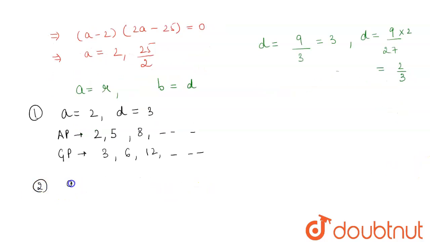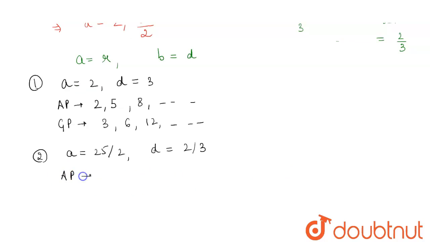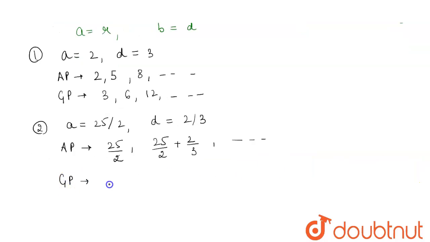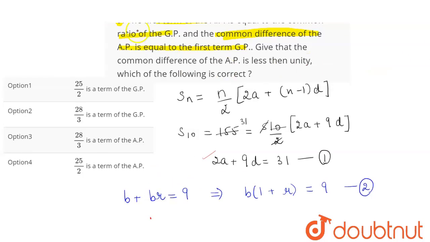In the second case, if we take a = 25/2 and d = 2/3, then the AP will come out to be: first term 25/2, second term 25/2 + 2/3, and so on. And our GP will come out to be b, which is 2/3, then 25/3, and so on. So now our question was to see which of the following is true. So we have to see whether 25/2 is in the AP or GP, or 28/3 is in the AP or GP.